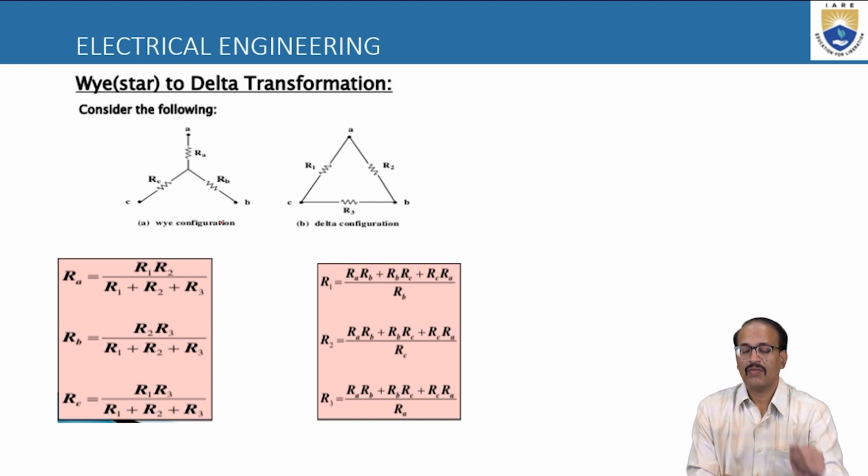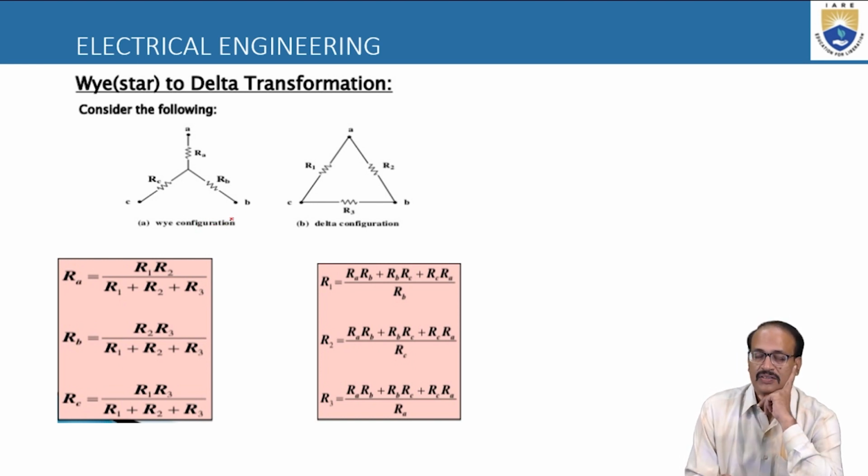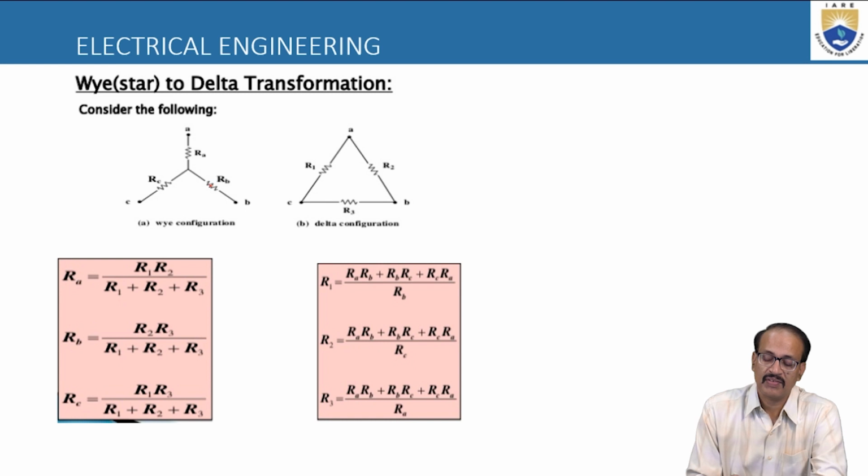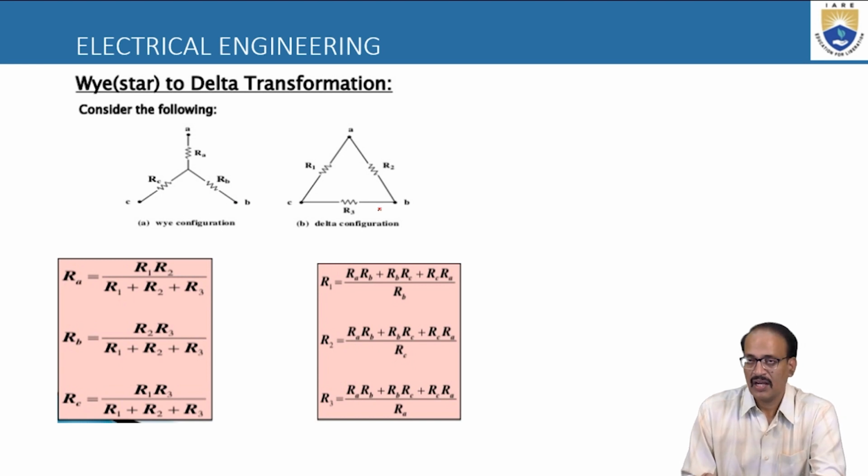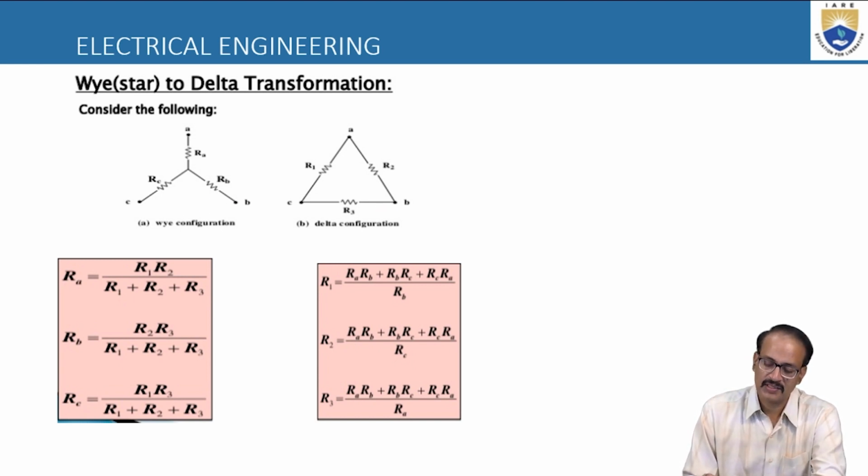This is the delta network and this is the star network. Now how do I change this star into delta? Here in the star we have RA, RB and RC, and in the delta we have R1, R2 and R3. So we have to change RA, RB and RC into the delta resistances R1, R2 and R3. Even though there are 3 resistances here and 3 here, the values will vary when you transform. For that we are going to use this formula.